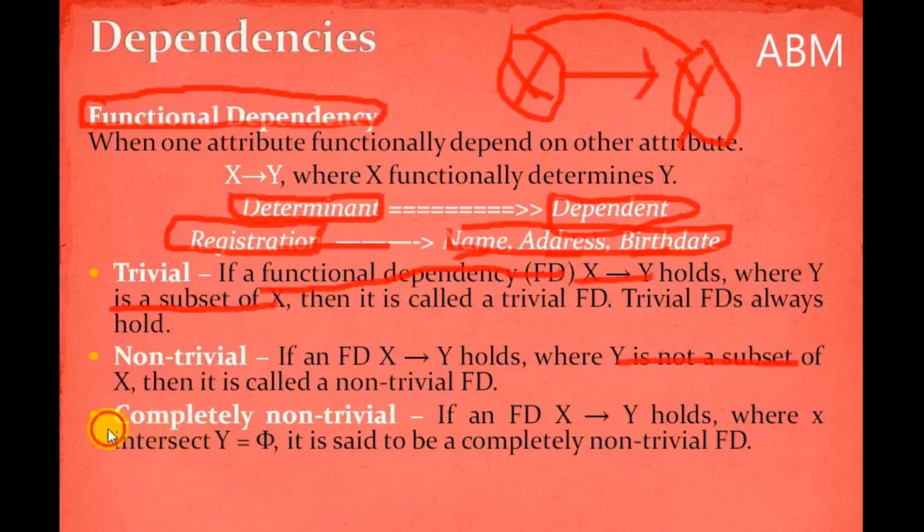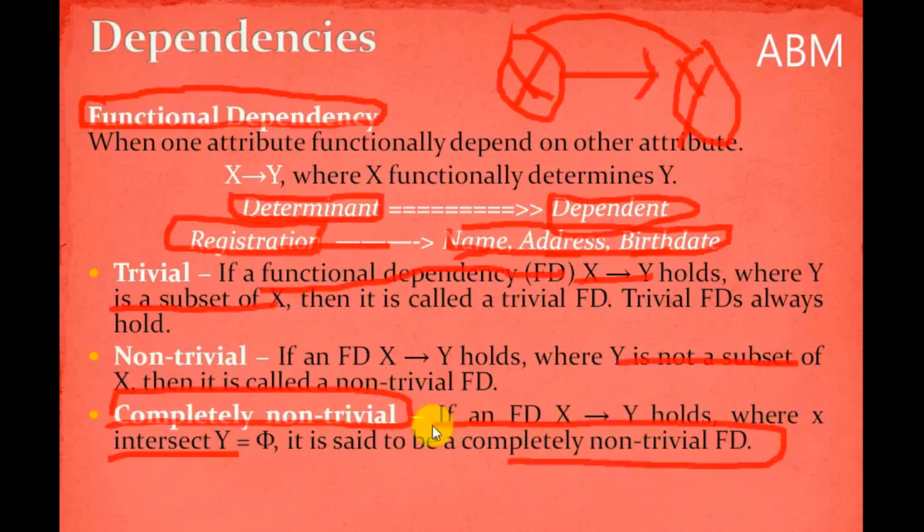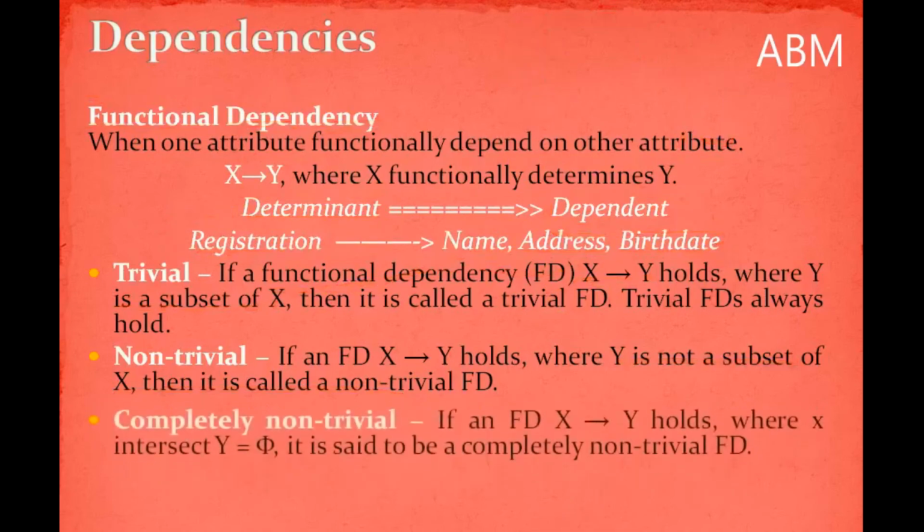And the next one is the complete non-trivial dependency. This means that if we take the intersection of x and y, the result will be null, will be 0. This means that there is no common attribute, no common instances between x and y, which is called a completely non-trivial dependency.